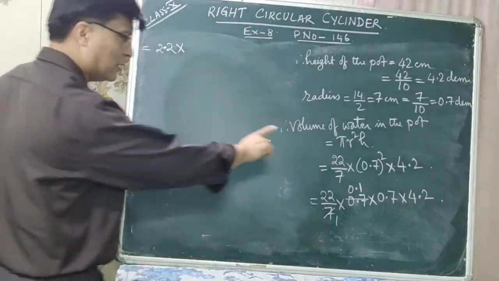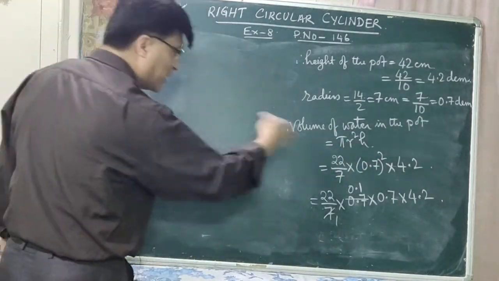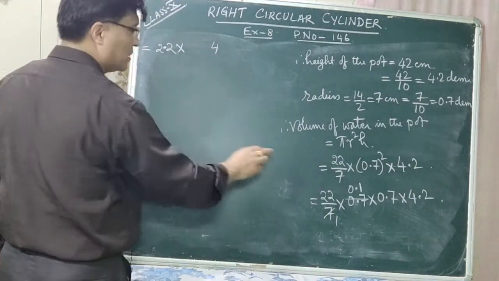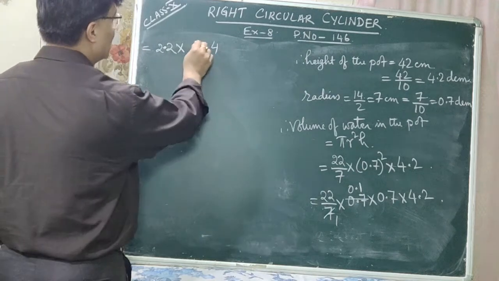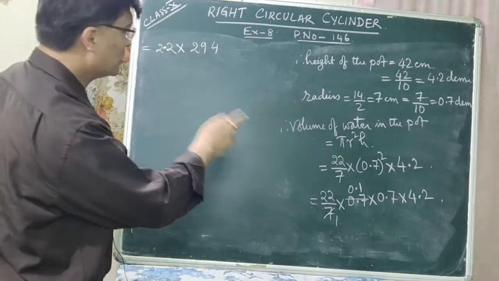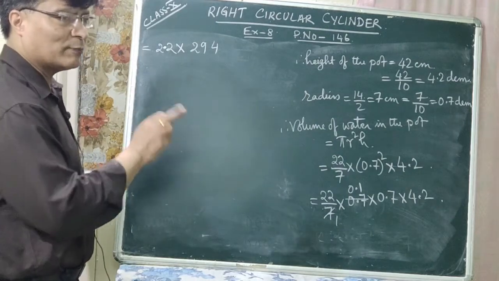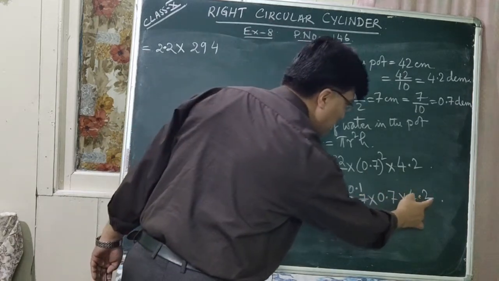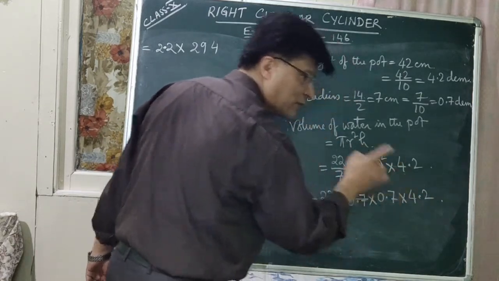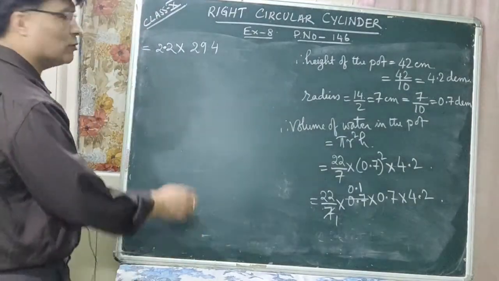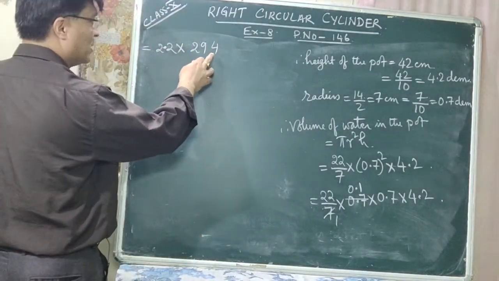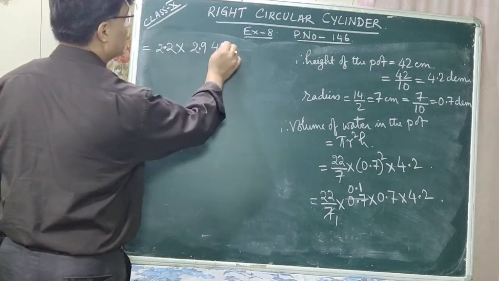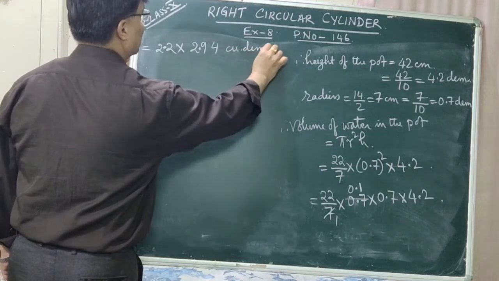Into, now multiply 0.7 by 4.2. Forget about the decimal point for the time being. 7 2s are 14, write 4, carry 1. 7 4s are 28 plus 1 is 29. After the decimal point there is one figure, and after the decimal point there is one figure. Add these two figures: 1 plus 1 is 2. So you have to write the decimal point before two figures, that is 2.94. This is in terms of cubic decimeter.